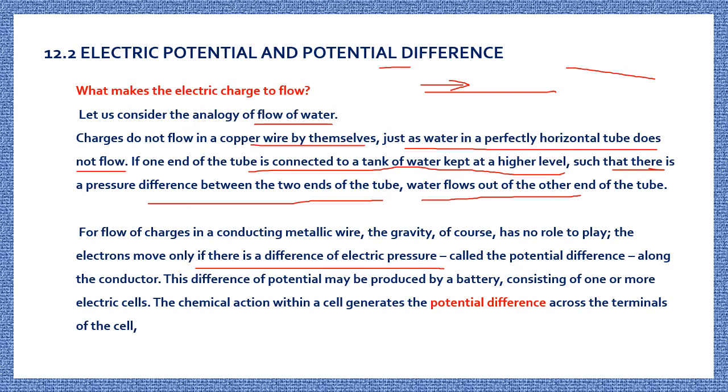Let me tell you, when does water flow? When there is a pressure or a height difference, then only water will flow. In the same manner, electricity will flow if there is a difference in electric pressure, and that difference in electric pressure is called potential difference. This difference of potential may be produced by a battery consisting of one or more electric cells. The chemical action within a cell generates the potential difference across the terminals of the cell.